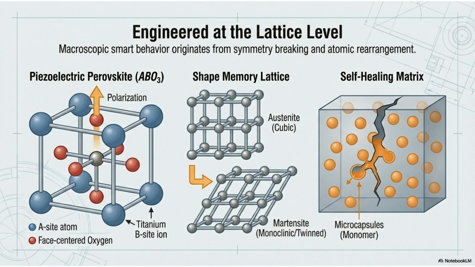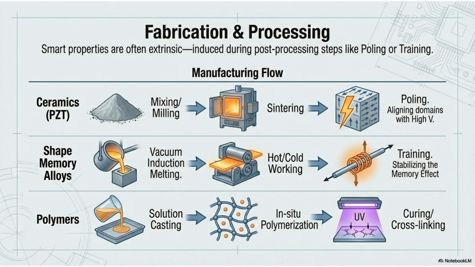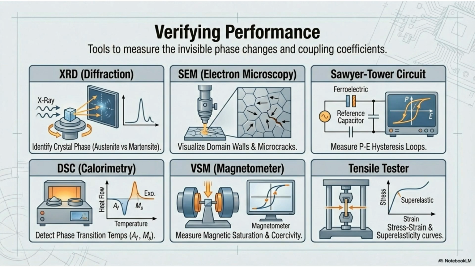This includes polarization in piezoelectrics, phase change in shape memory alloys, and microcapsule release in self-healing materials. Smart properties are often induced during post-processing through steps like poling for ceramics, training for shape memory alloys, and curing for polymers. Performance is verified using various tools: XRD and SEM for structure, Sawyer Tower circuits for ferroelectrics, DSC for phase transitions, VSM for magnetic properties, and tensile testers for mechanical response.